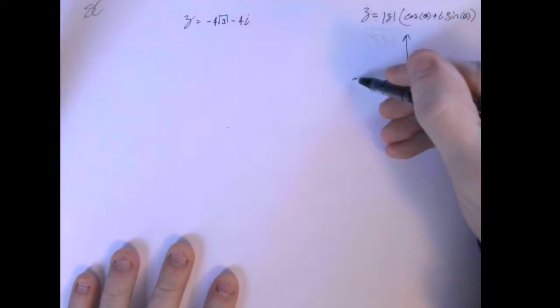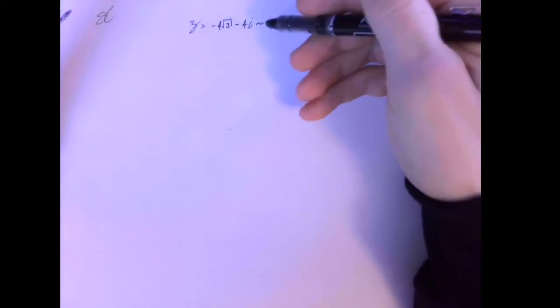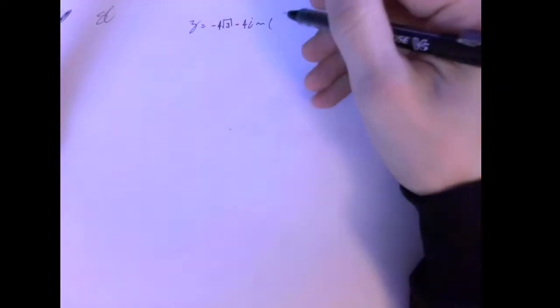Alright, so let's graph it to see what quadrant it's in, because that's going to help us a little later on when we're trying to find the argument. If you take this number, how do you graph it? It's not quite clear at first. What we can do is have an ordered pair that corresponds to this complex number.